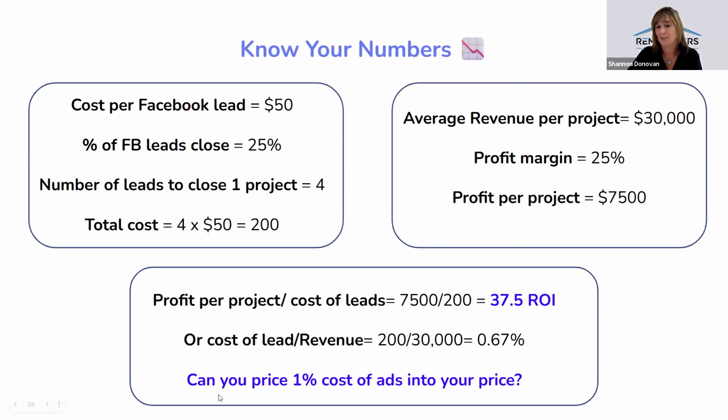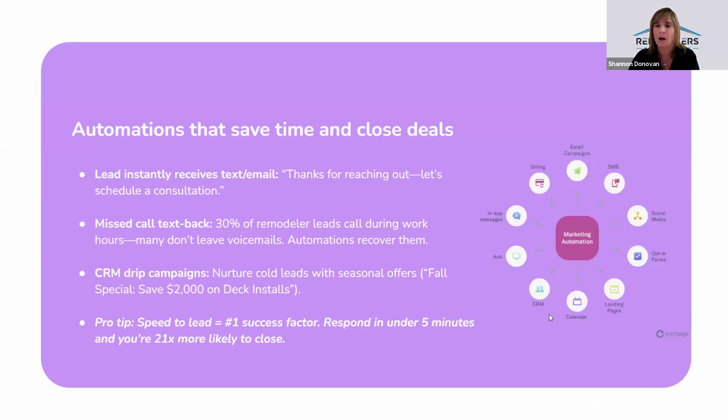So the question is, can you price 1% of your ads into your price? I kind of think so, right? Do you think if you had a $30,000 project that you're proposing to someone, but instead you proposed $30,200, they would turn it down? Probably not. This is such a small part that you'd be adding into that. So that's another way you can do it, is price your marketing into the projects. Okay, the key thing is knowing your numbers.